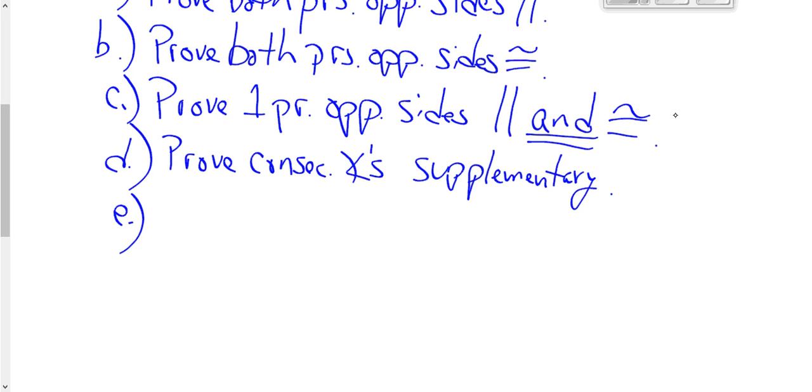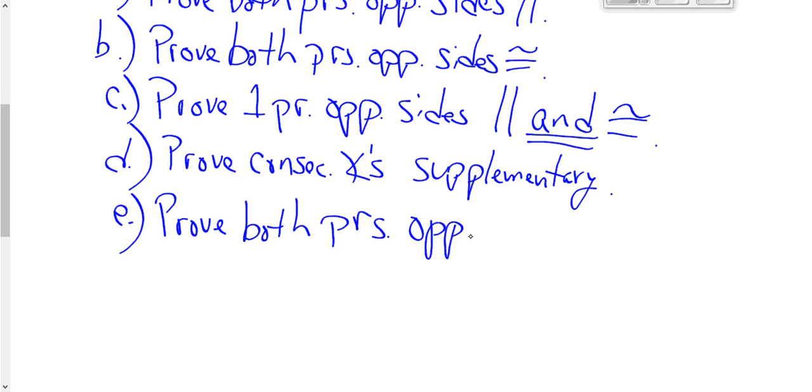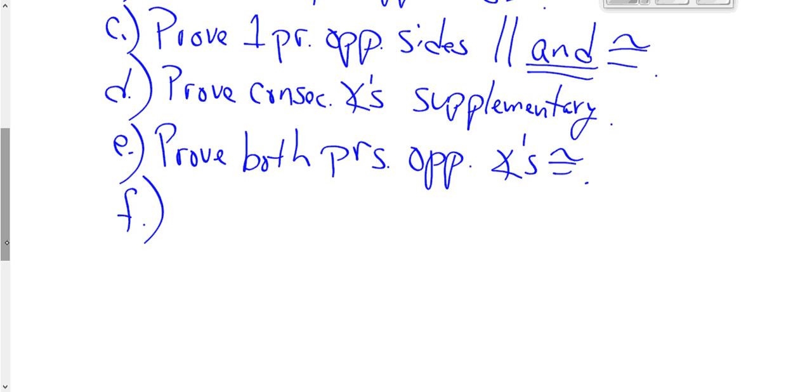Okay, so what else do we prove about angles? Right. Both pairs of opposite angles are congruent. Okay? What else do we got here? So about diagonals? What else do we prove about diagonals? Bisect what? Each other. Yes. Gotta be specific. Prove diagonals bisect each other.